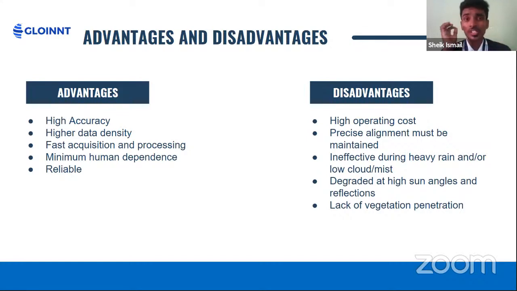And the disadvantages are high operating cost. Precise alignment must be maintained effectively. Ineffective during heavy rain or low cloud or mist. Lidar is highly degraded at very high sun angles and reflections. That is also light, obviously it will be degrading light. Lack of vegetation penetration. Got it? Go to the next slide.